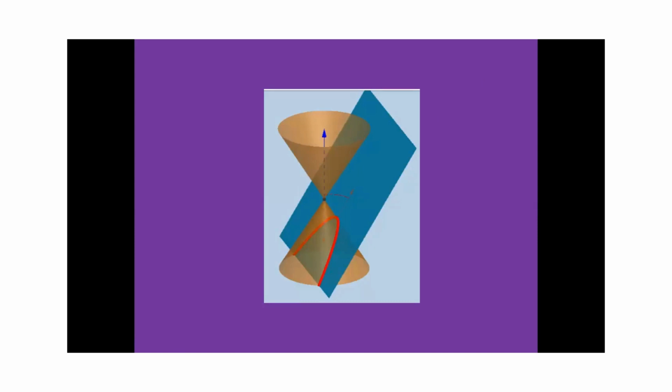This animation shows how a parabola is produced. When the cone and a plane intersect at some angle theta, a parabola is produced.